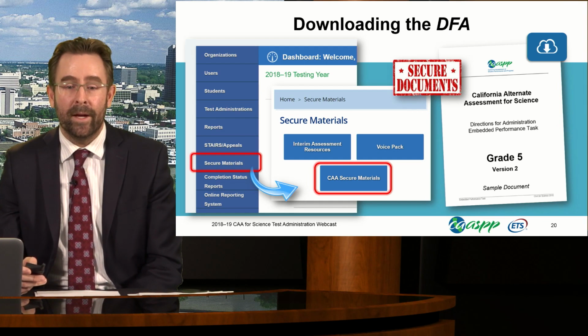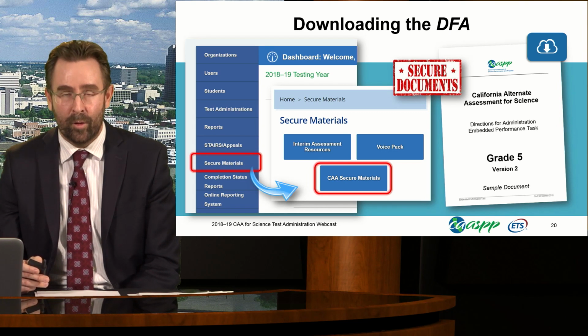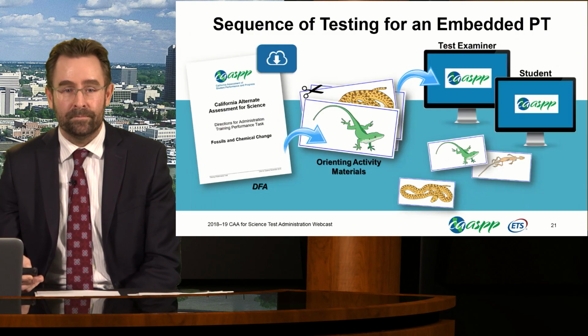Before testing, make sure you have the right DFA. When you log into TOMS, you'll see there are multiple DFAs by version, by grade, and by each performance task. So make sure you have the right version, the right grade, and the right specific performance task that you want to administer.